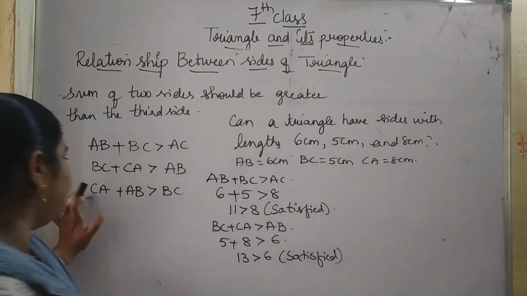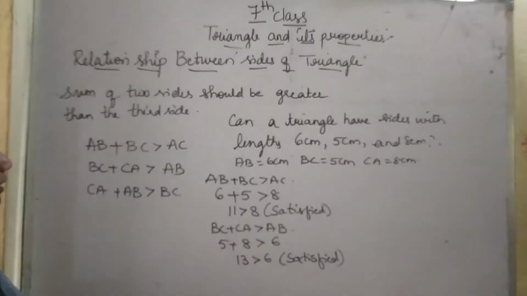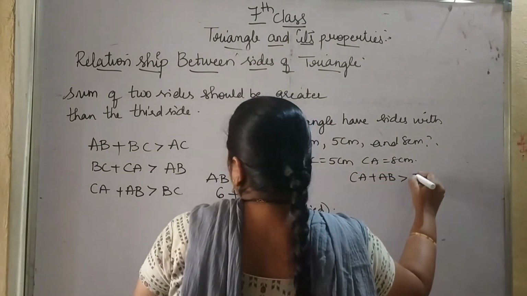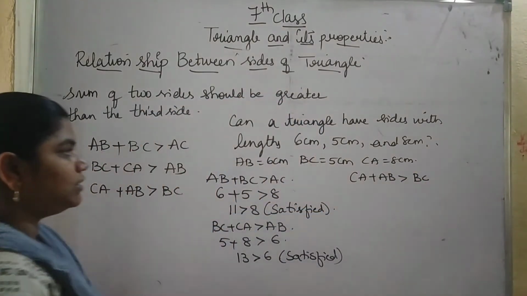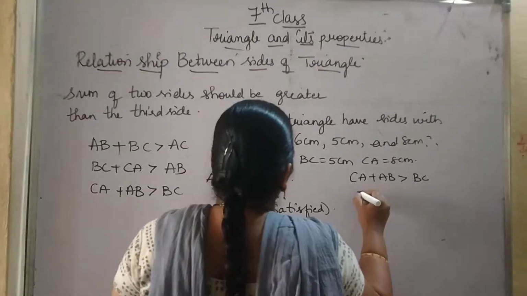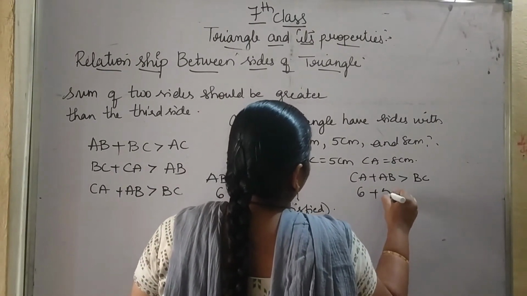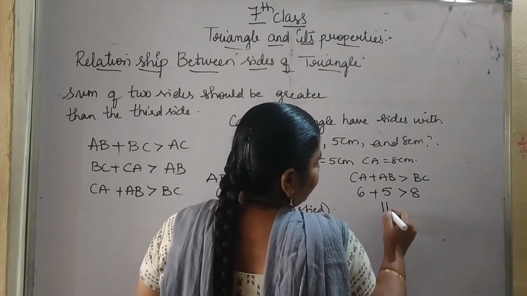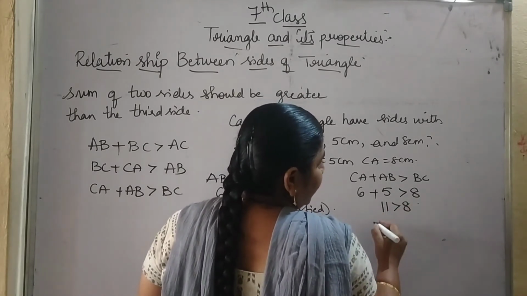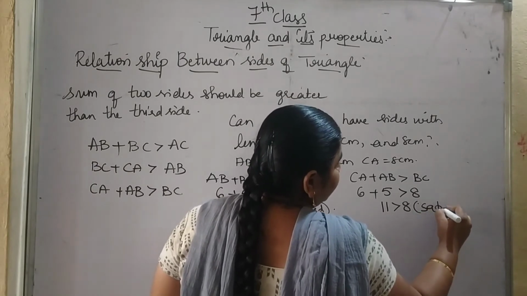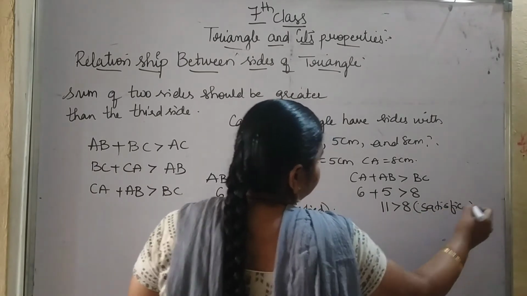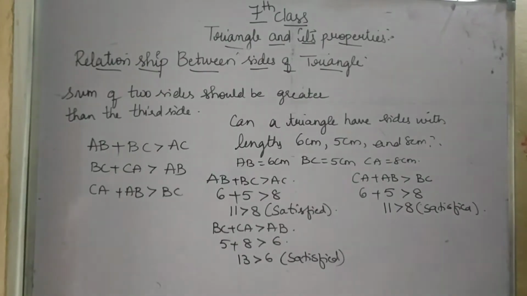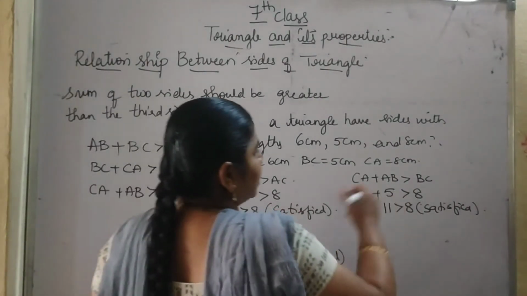So what is the last condition? CA plus AB should be greater than BC. So what is the CA value? CA value is 6 centimeters plus AB is 5 should be greater than BC is 8. So 6 plus 5 is 11. 11 is greater than 8. It is satisfied. So all the three conditions are satisfied.